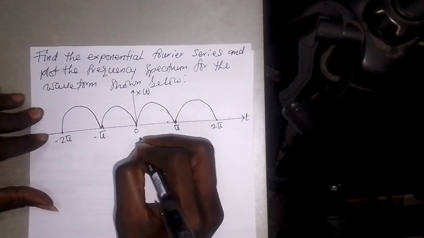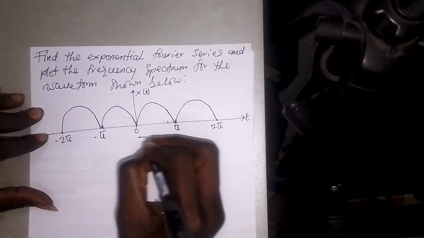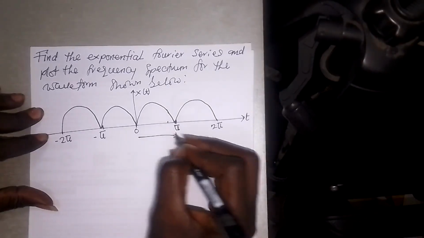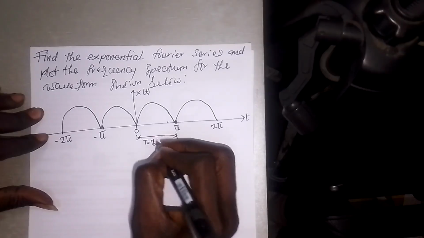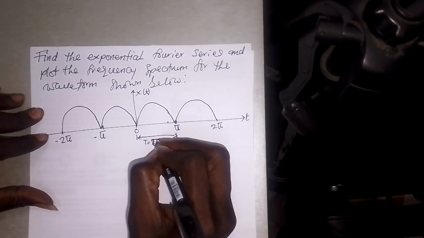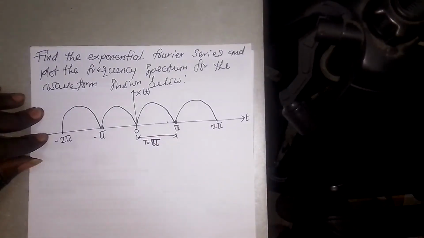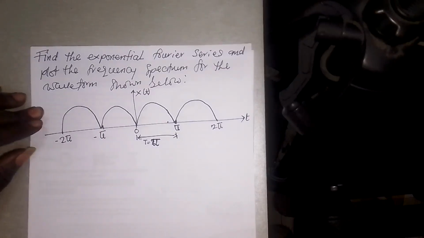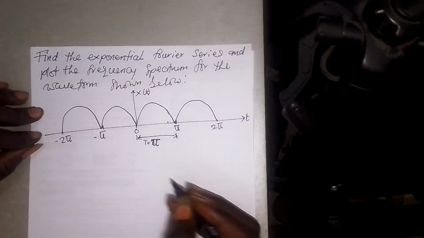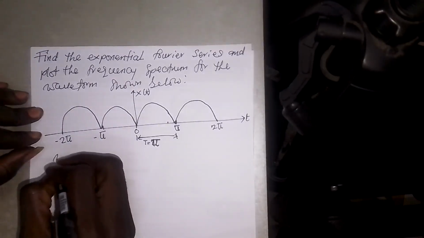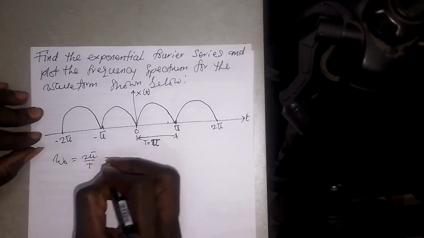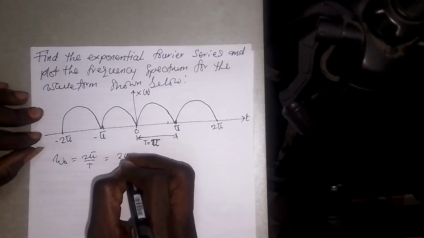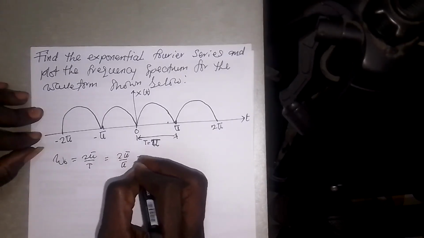Here, we can pick anywhere as our period, and I prefer to pick here. So T is equal to pi. T is equal to what? Pi for anywhere you pick, and the period is always the same for anywhere you pick. So T is equal to pi. So omega naught is equal to 2 pi on T. So 2 pi on pi is equal to 2.